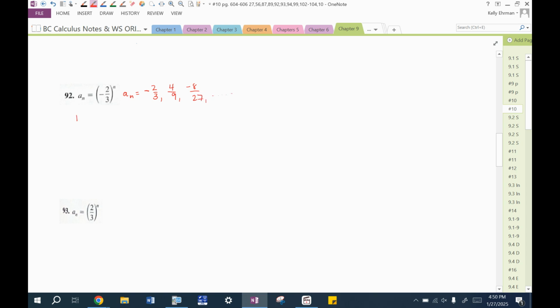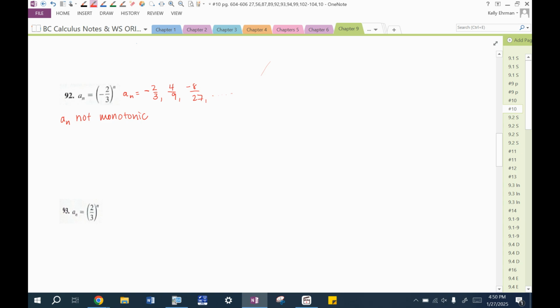So this is not monotonic because the terms are not strictly increasing or decreasing. They're going back and forth. So something that's alternating like that can't be monotonic. So not monotonic. It doesn't mean the terms are not approaching a number. It just means it's not monotonic.